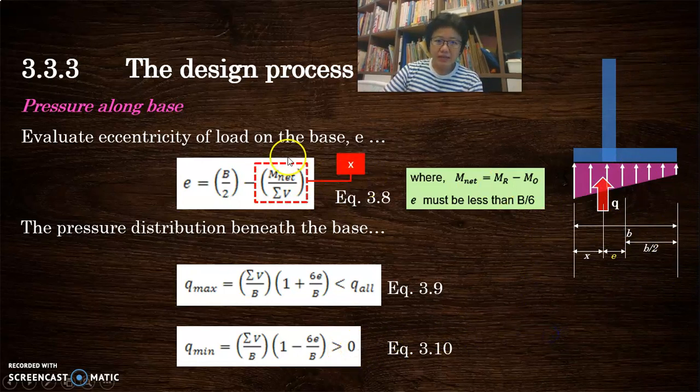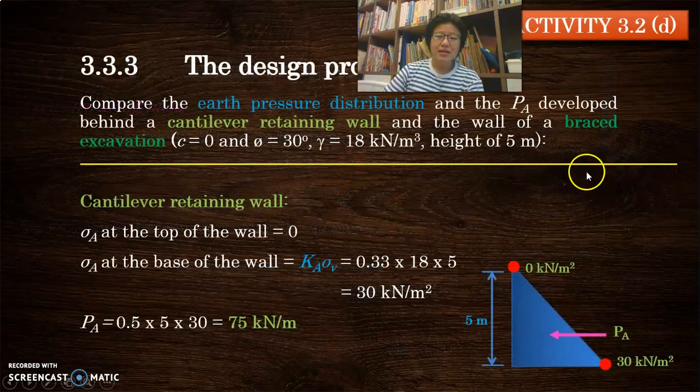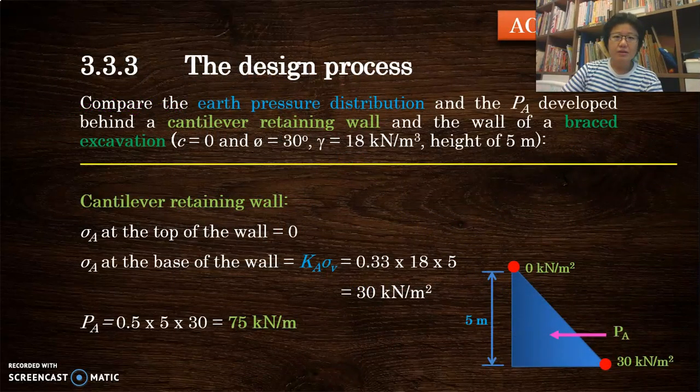Okay. And you note that this bit we're talking about, B/2 minus M over the total vertical force, is actually your x. Right? This is no magic. You have seen the details of this in chapter 2 actually. Go back to it and look at it.